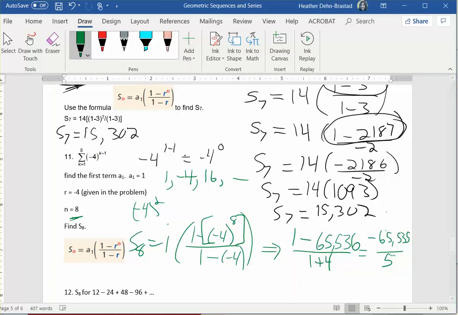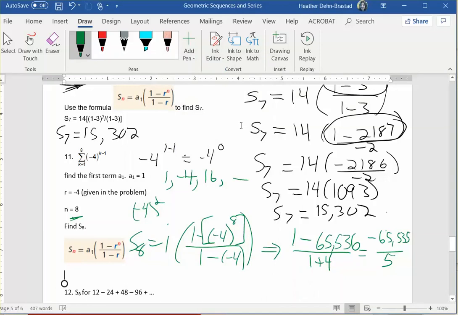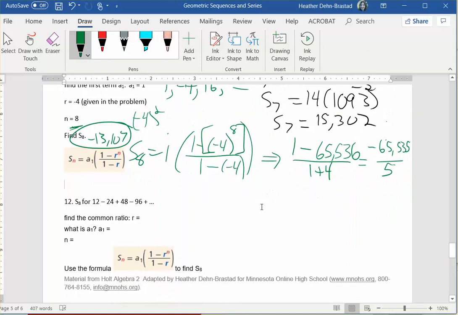All right, so now I need to take that number, and I have to divide it by 5, and I get negative 13,107. Negative 13,107. And I had to multiply that by 1, but that won't change my answer. Because my first term is 1, that's why I'd have to multiply that by 1. So that's how you'll do these problems.